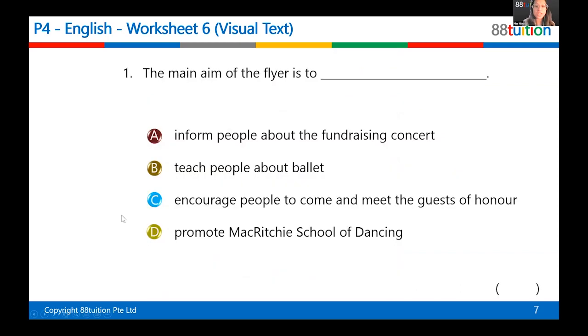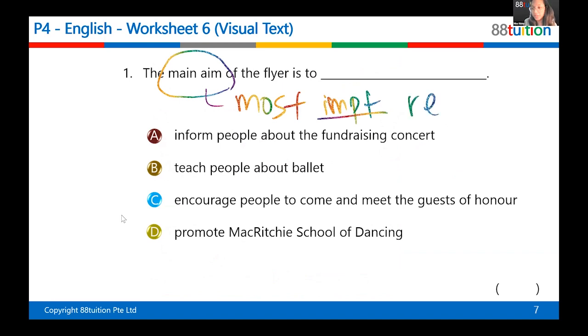So let's look at the first question. Main aim. PSLE loves to ask this question. Main aim is asking you for the most important reason. I'm writing short form, okay? Most important reason of the flyer. The flyer is the pamphlet, the paper, okay? We saw the visual text. So the flyer. What is the most important reason of the flyer?